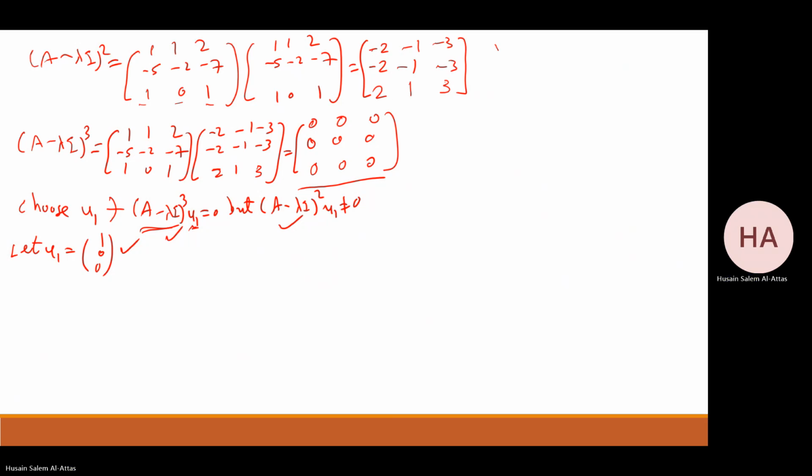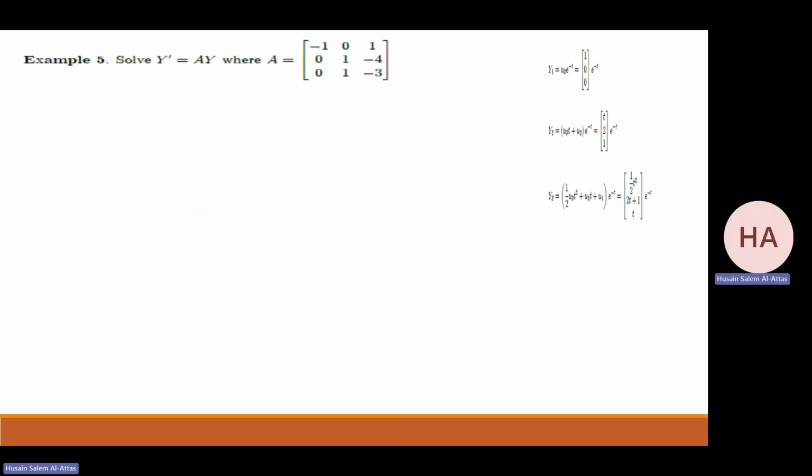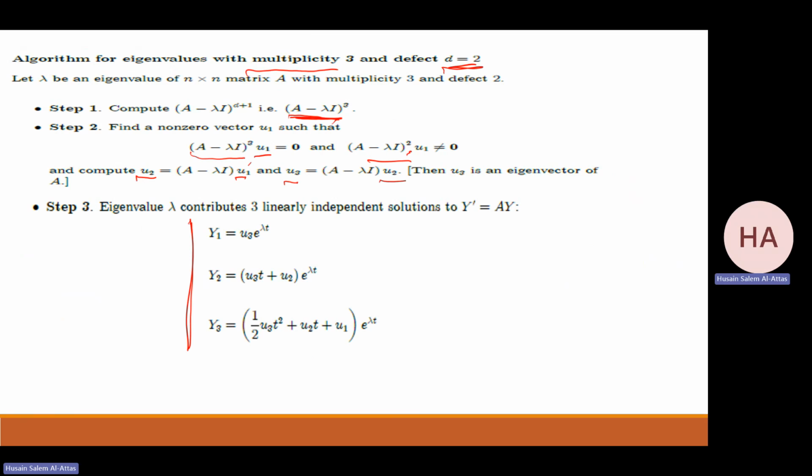Yeah, if you want (A minus lambda I) squared times U1, to be sure, that will be minus 2, 2, which is not the 0 vector. So this is the correct choice. So now what will be U2? You have the formula, just to remind you about the formulas. What will be U2? A minus lambda I times U1.